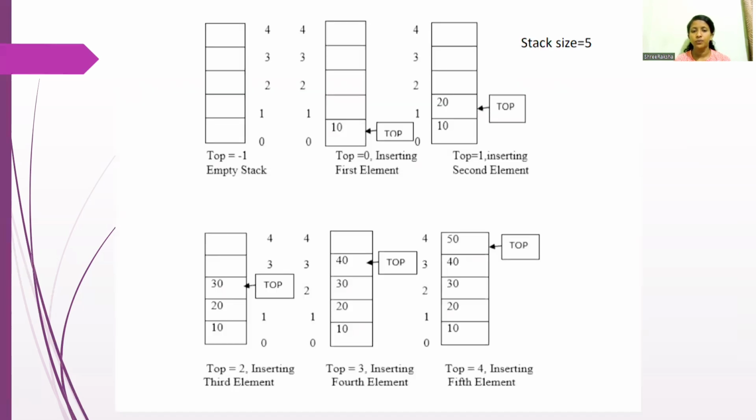Here is a picture of push operation. The empty stack, the value of the top is equal to -1. Top is equal to 0, we are inserting the first element from the top of the stack. And here top is equal to 1, we are inserting the second element. Top is equal to 2, we are inserting the third element. Top is equal to 4, we are inserting the fifth element. Here the stack size is equal to 5.